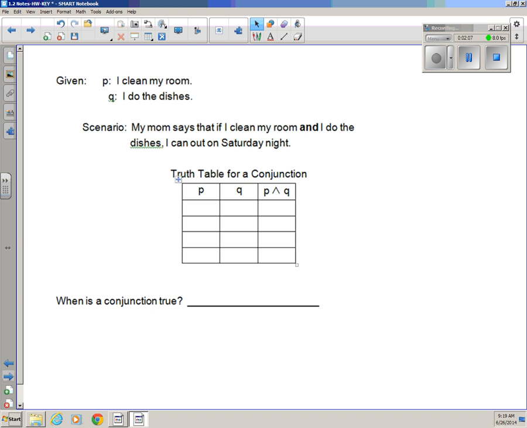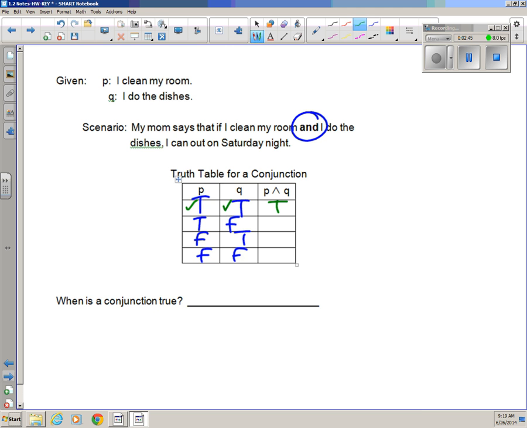Here's the scenario for a conjunction. Mom says to you, if you clean your room and you do the dishes, you can go out on Saturday night. But you have to make sure that you listen to the instructions. You must clean your room and you must do the dishes. Well, as we said earlier, truth tables start out the same way. TT, TF, FT, FF. When we fill the truth table, we ask ourselves the question, did we clean your room? Yes. Did you do the dishes? Yes. Are you allowed to go out? Absolutely.